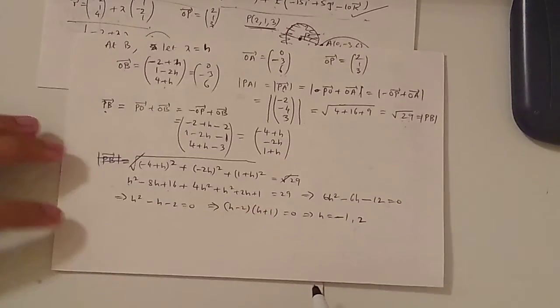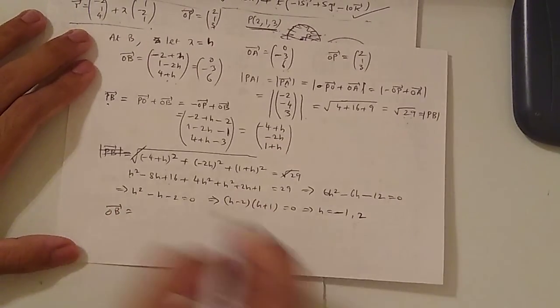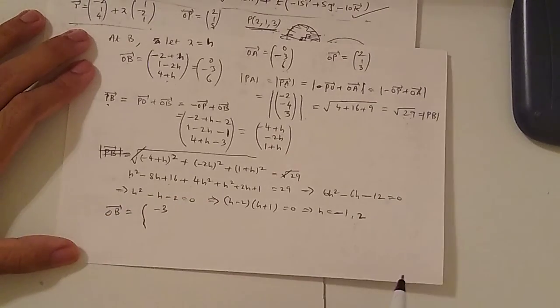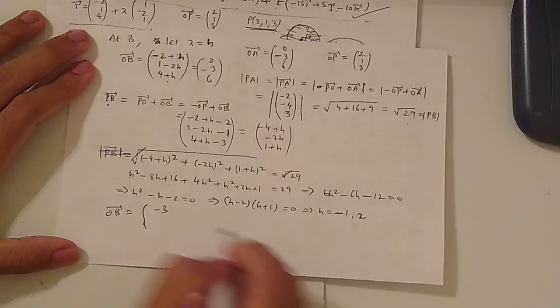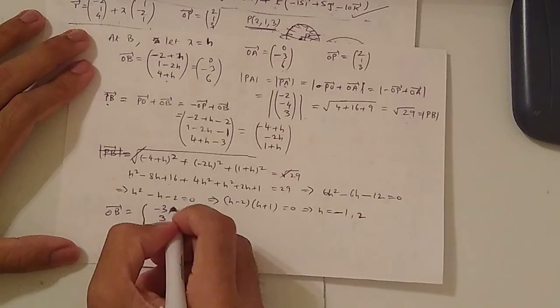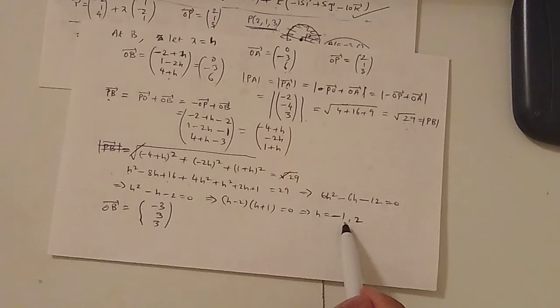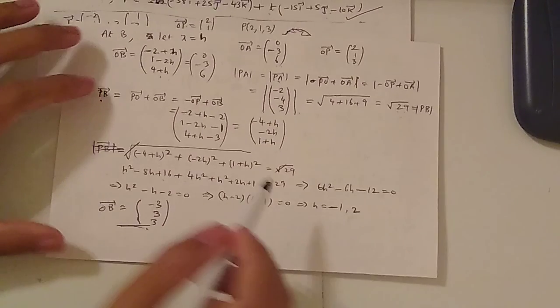For that you need to substitute minus 1. So substitute minus 1 into this equation. We get OB, the position vector of B, is given by minus 2 minus 1 is equal to minus 3, 1 plus 2 gives you 3, and finally 4 minus 1 is equal to 3. Alright, so that's your final answer to this question.